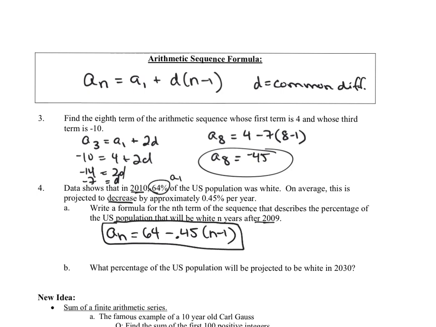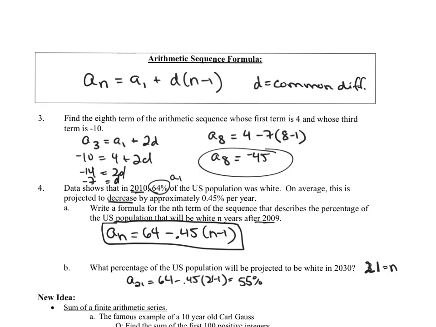But then we can use it to determine the percentage of the US population projected to be white in 2030. So 2030 is 21 years after 2009. So then we'll use that as our n value and say that a21 is equal to 64 minus 0.45 times 21 minus 1. If we type that into the calculator, we get 55%.